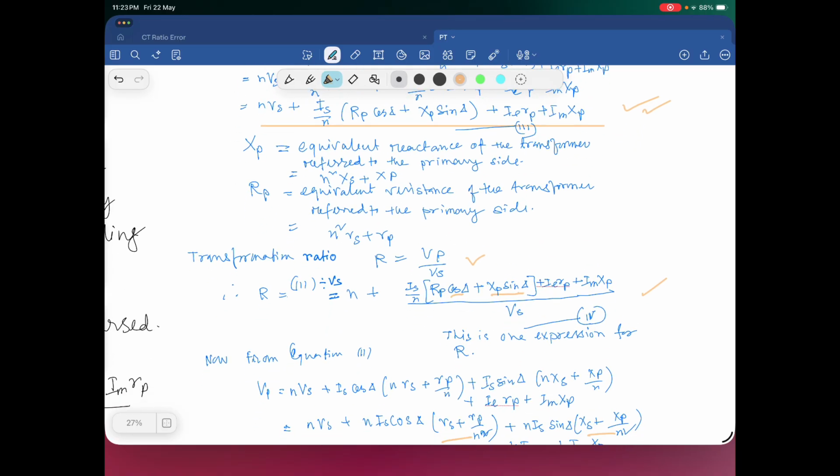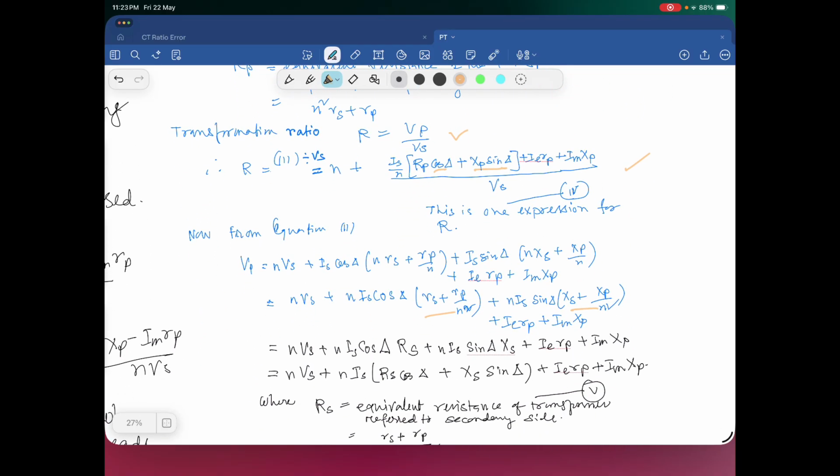So again from equation 2 I can have another expression. So here it is NRS plus RP by N. So if I take common NIS cos delta, then inside the bracket it will be RS, then RP by N square. Similarly here, I am taking common NIS sin delta, so it will be XS plus XP by N square.